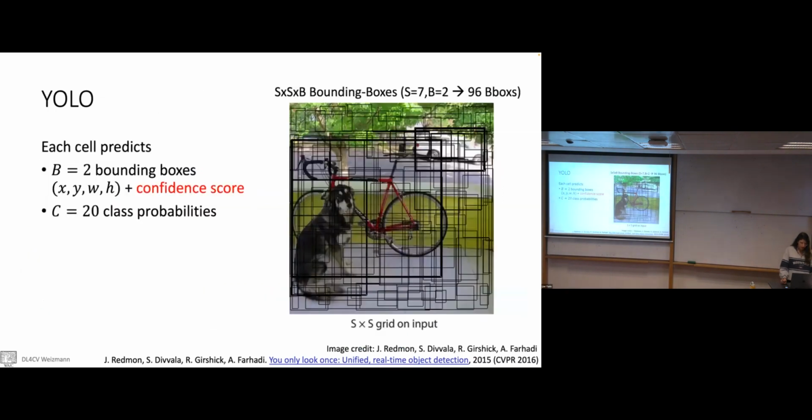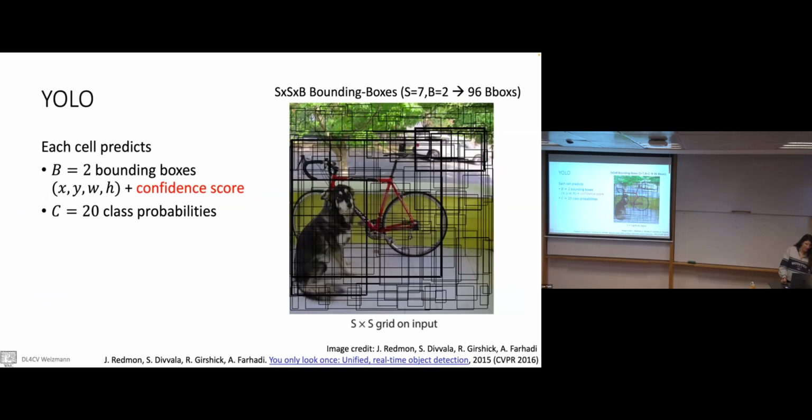So again, as I said, I was very wrong with my computation. 96 boxes in total. And what is important is that you have the confidence score, right? I don't know who wrote these slides, but okay, I will fire him.